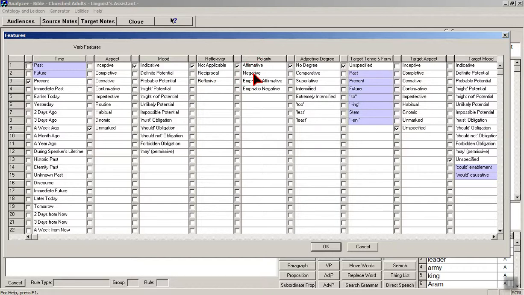Polarity, affirmative, negative. This really happened, God causes, so affirmative is the right one. Emphatic affirmative, it's definitely happening. So that kind of overlaps with the definite potential.